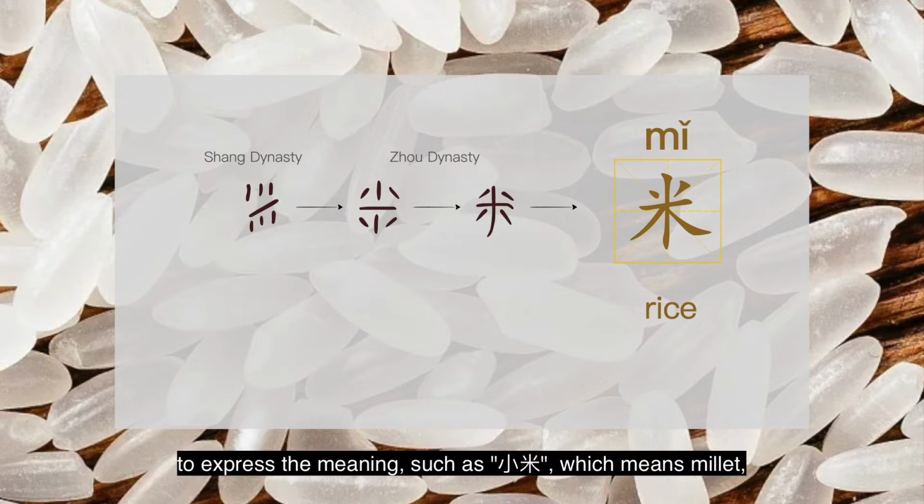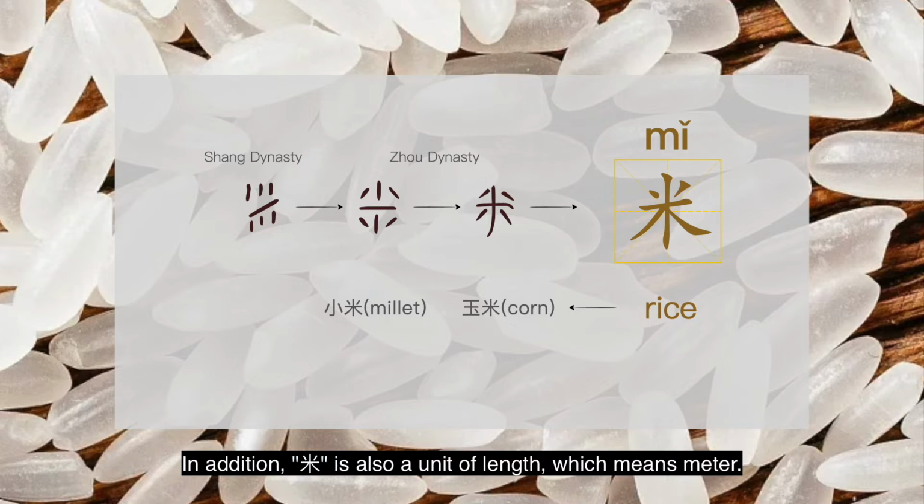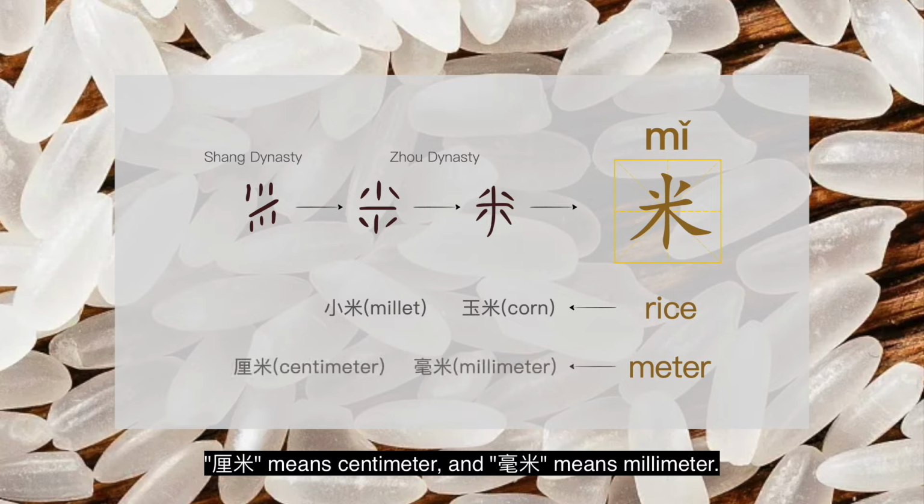If it refers to the fruits of other grains, other Chinese characters will be added to form words to express the meaning, such as 小米, which means millet, and 玉米 refers to corn. In addition, mi is also a unit of length, which means meter. 厘米 means centimeter, and 毫米 means millimeter.